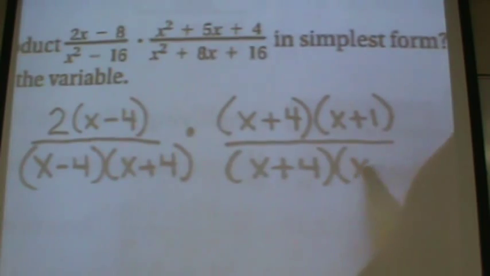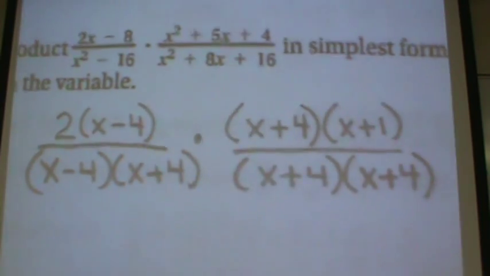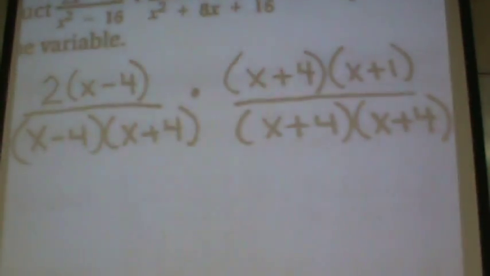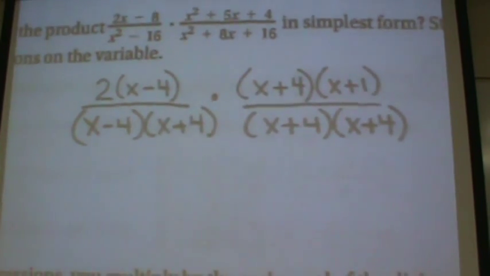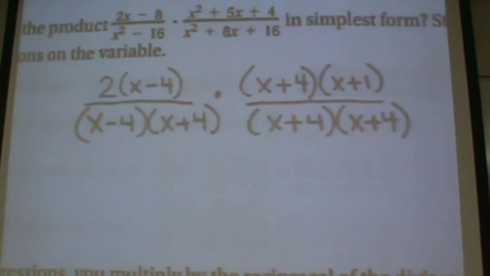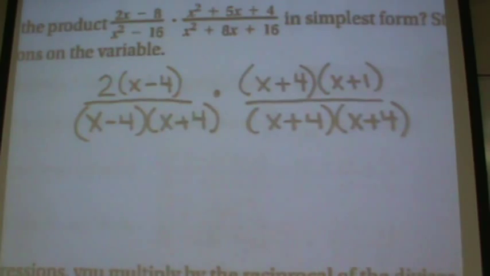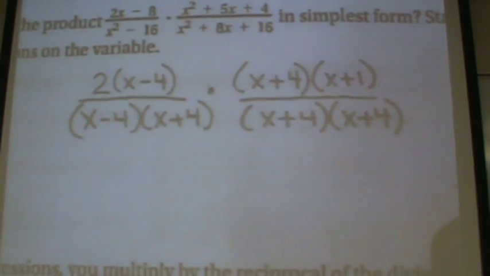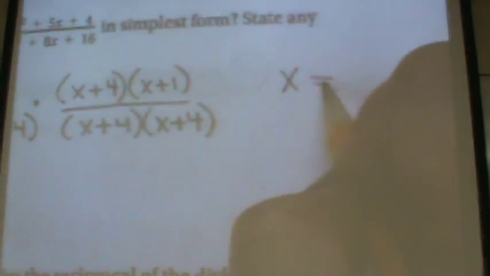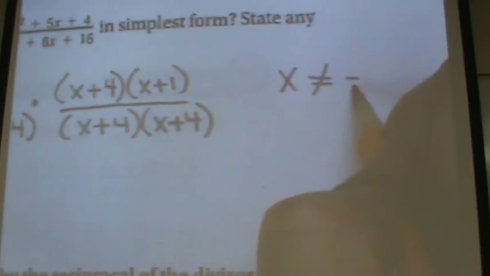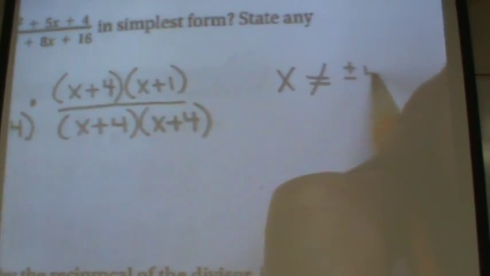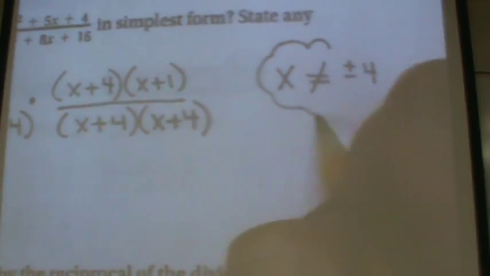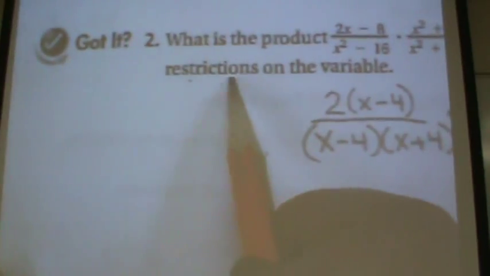We have each component, remember those? Okay, can we state the restrictions first? X plus or minus 4. X cannot be negative 4, or you can write plus or minus 4 like that. That's your restrictions. It says, state any restrictions.